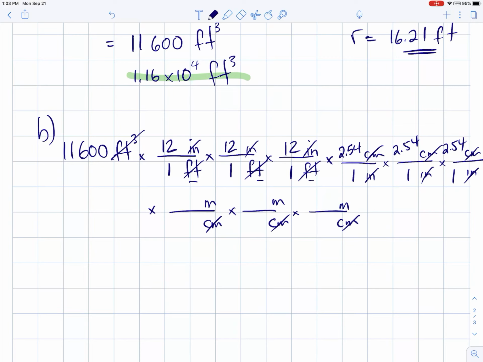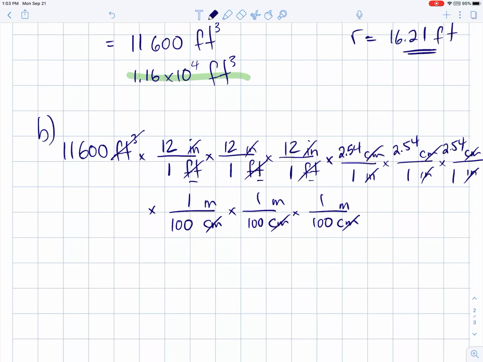The recipe here, again, a fact that you should know, 1 meter has 100 centimeters. Remember that the prefix centi means 100. Like century has 100 years. There are 100 cents in a dollar, so there's 100 centimeters in a meter. 1 meter has 100 centimeters, used 3 times.